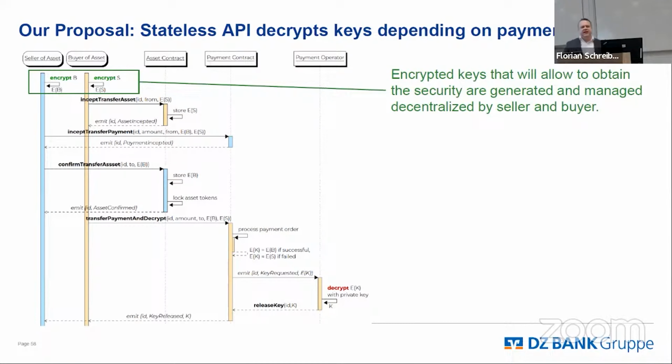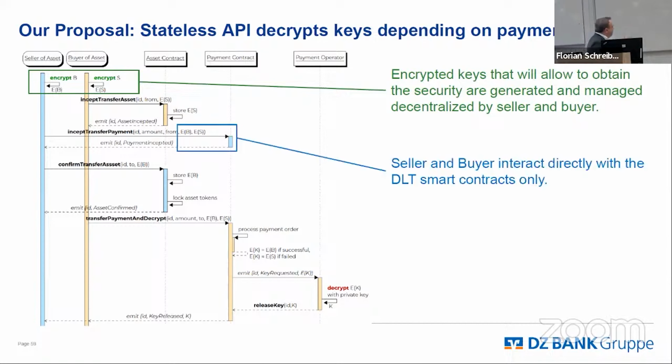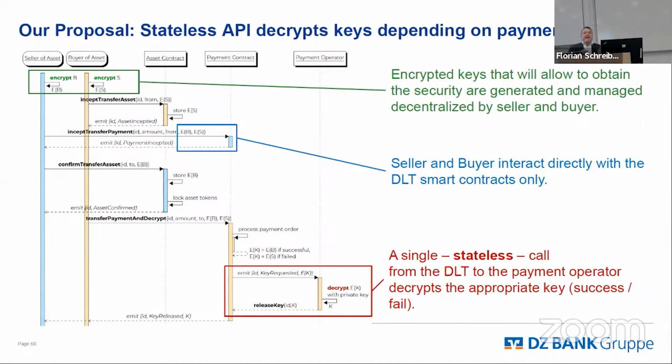And then comes just a single, very small transaction. So first note that the guys only talk to the DLT. And the single transaction is that if the payment is successful, the buyer gets the secret to claim the asset. If it is unsuccessful, the seller gets the secret to reclaim the asset. And this is done by the DLT just talking to a single stateless oracle that decrypts the key conditional to success or failure. So the nice thing is that this is completely stateless. This payment system does not need to know anything about the transaction.